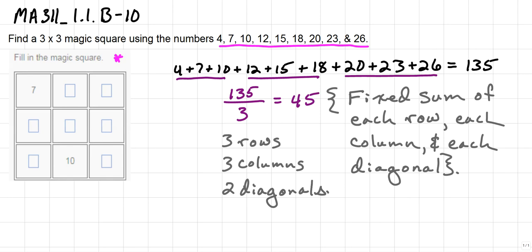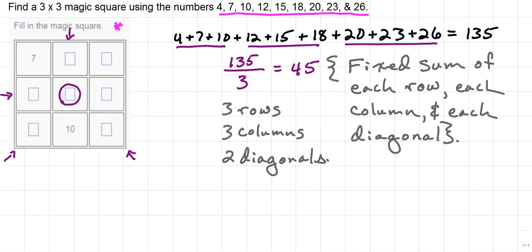If we look at the center value right here, you'll notice that that's contained in 1 column. It's also contained in 1 row. It's also contained in 1 and 2 diagonals. So that means that the center number is going to exist in 4 separate sums.